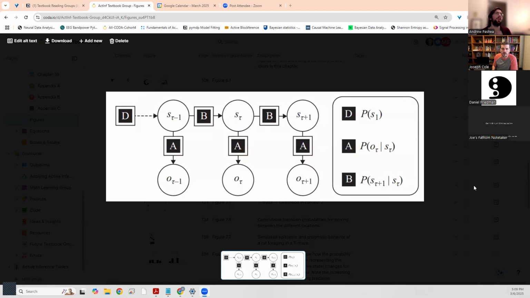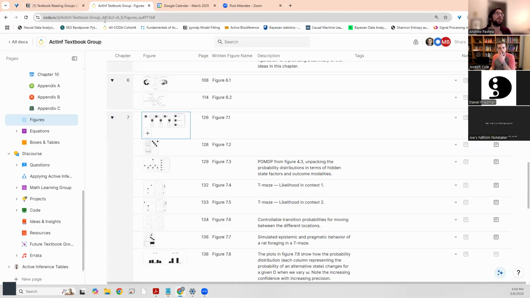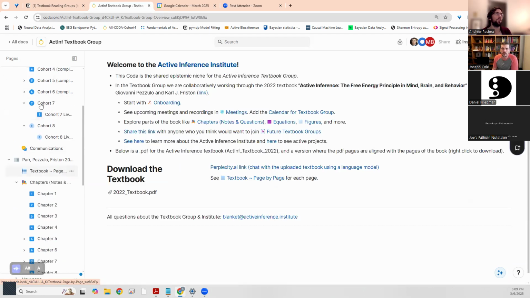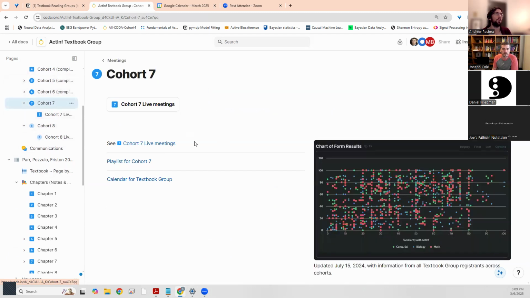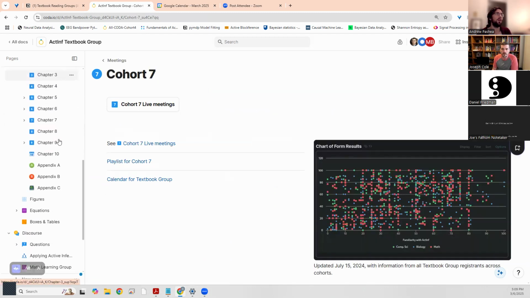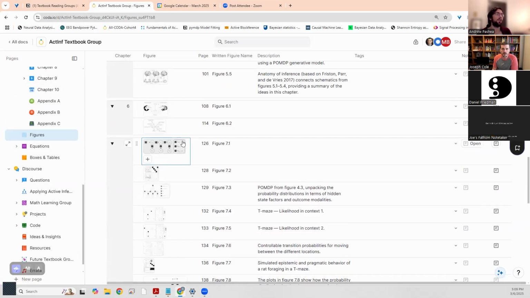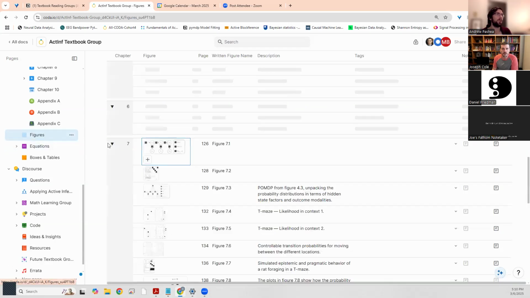So this is, as a quick reference, the Coda for the textbook group. We have this available to all members, and we have not just an overview of the textbook group and dedicated meetings and time availability and all of those sorts of things for the separate cohorts. We also have a pretty good breakdown of the Active Inference textbook, especially since it became open source.